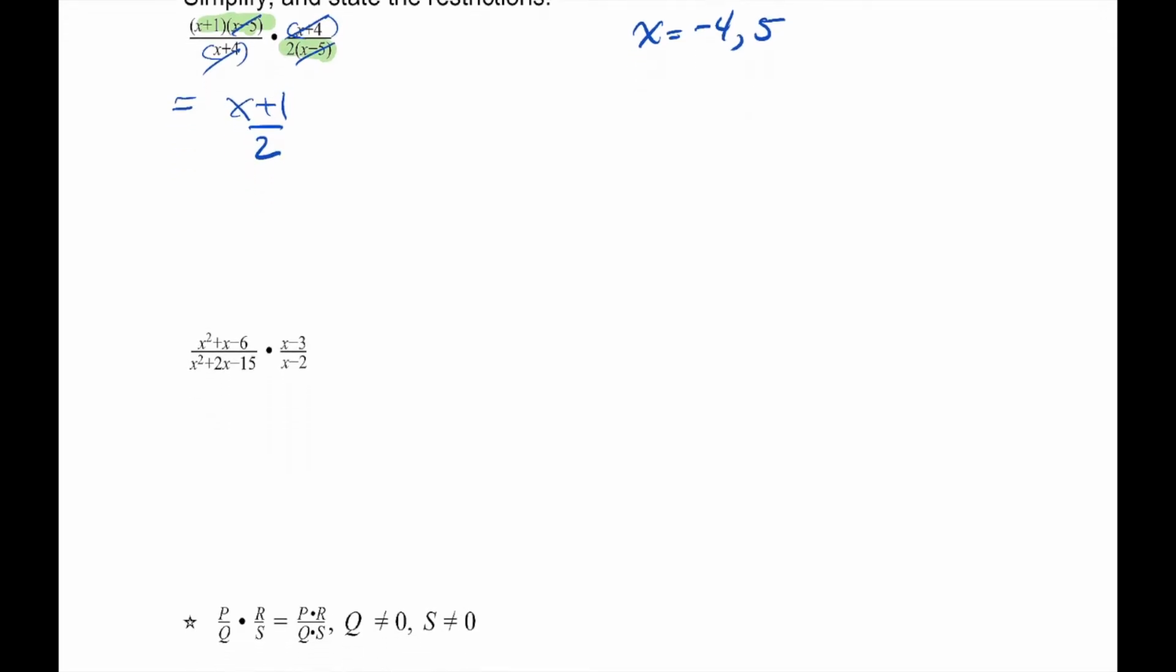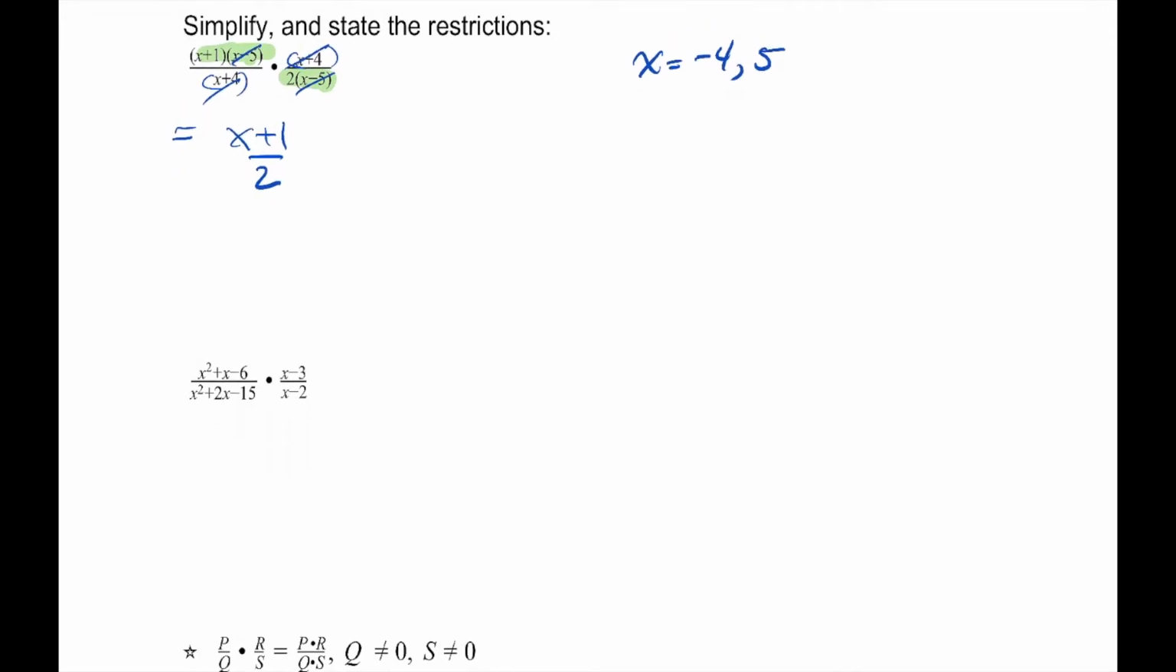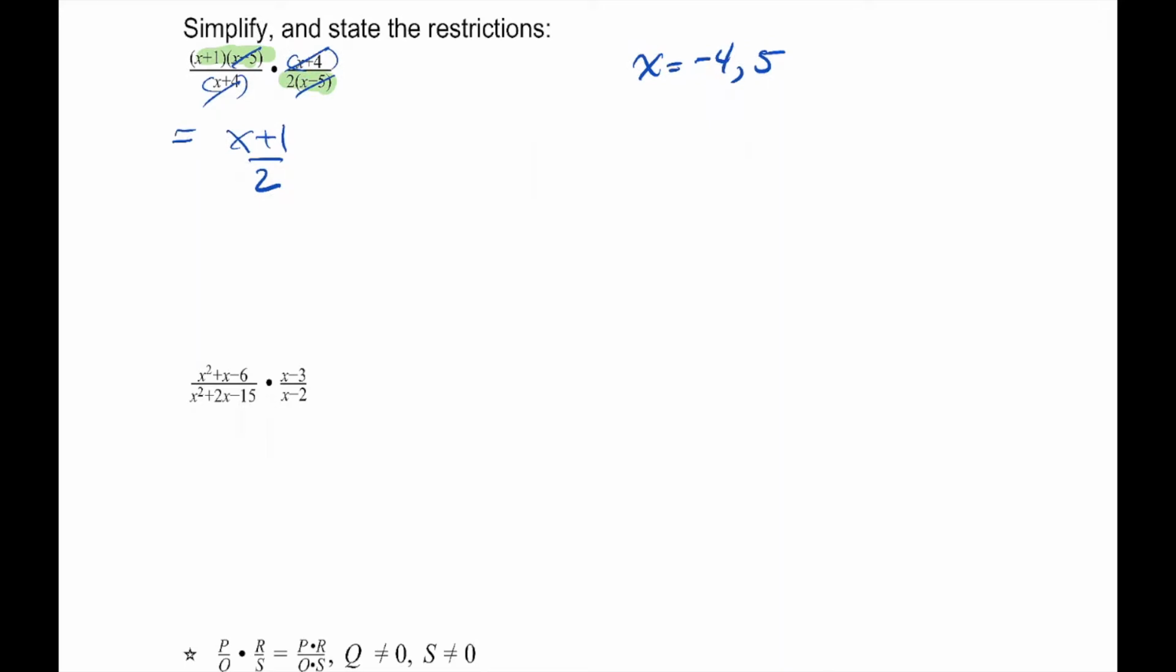So here's a larger example. It's not factored for us, so we have to do a little bit of factoring, or more particularly, this side is not factored for us. So instead of doing the factoring within the question and doing lots of copying for the rest, we're just going to factor things off to the side. So I'm going to get x squared plus x minus 6.